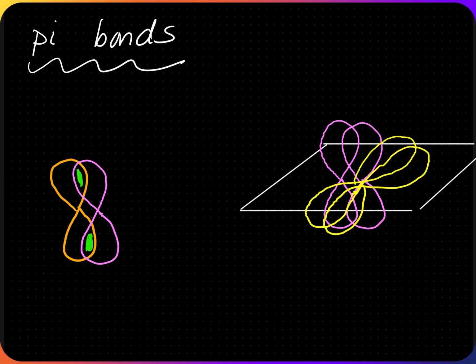A pi bond is unhybridized. It is overlapping of p orbitals. P orbitals look like a dumbbell. So if this is one element and then we have another element next to it, these 2 will overlap, and it'll be like this, something like this picture right here.